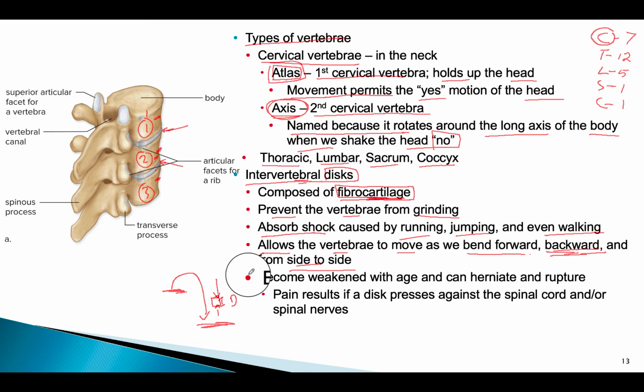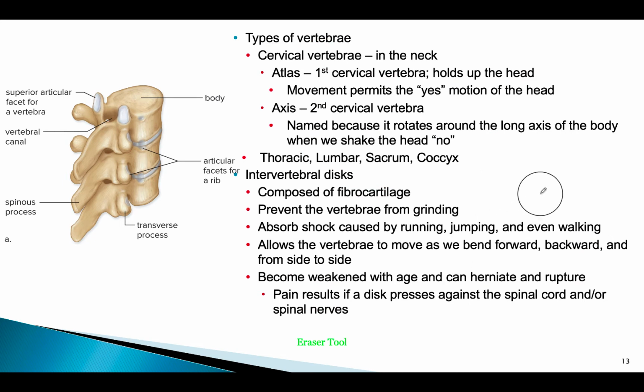Unfortunately, as we grow older, these discs become weakened with age, and they can ultimately herniate and also rupture. The pain comes from pressure, if the disc presses against the spinal cord or the spinal nerve. So what do we mean by that? The discs would look something like this.